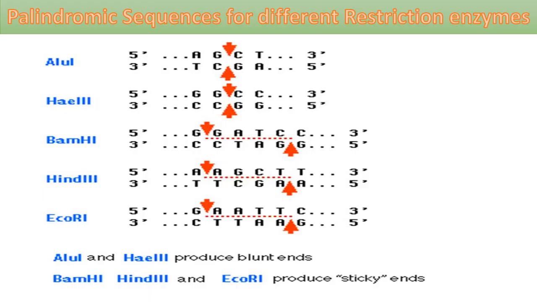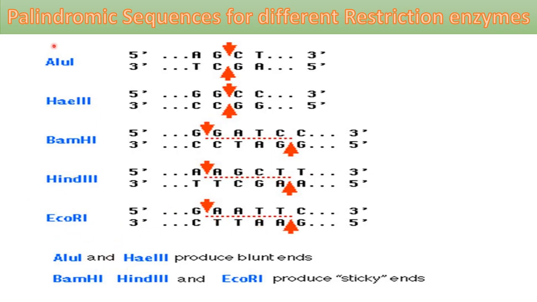Here are some examples of palindromic sequences for different enzymes. The first is the palindromic sequence for AluI, and that is AGCT, and this enzyme cuts DNA between G and C. Likewise for HaeIII, the palindromic sequence is GGCC, and it cuts between G and C. Then this is the palindromic sequence for BamHI, then for HindIII, and this for EcoRI.